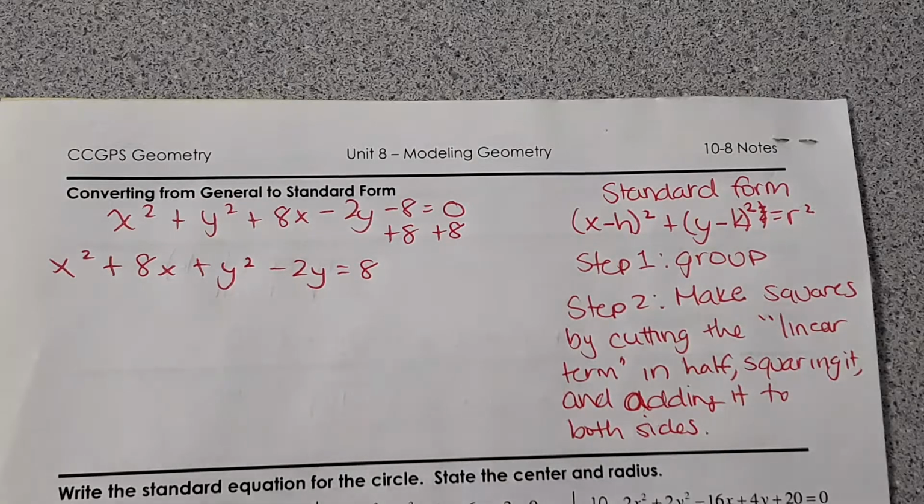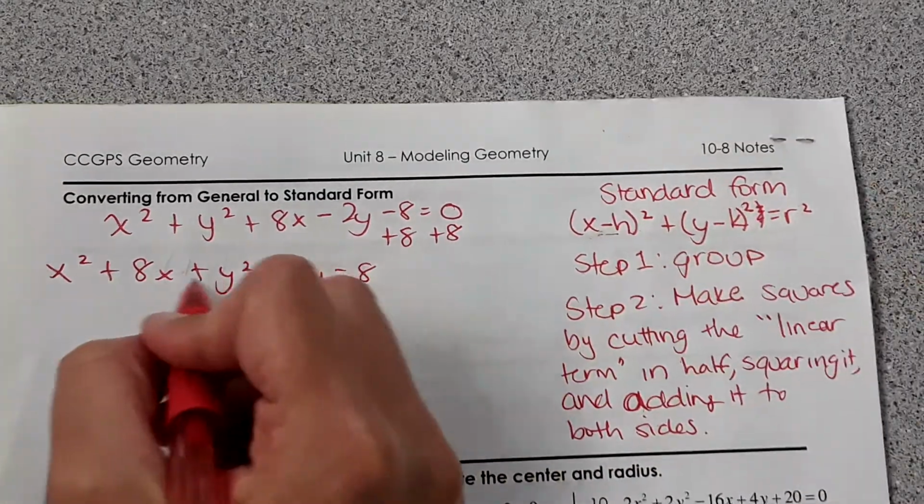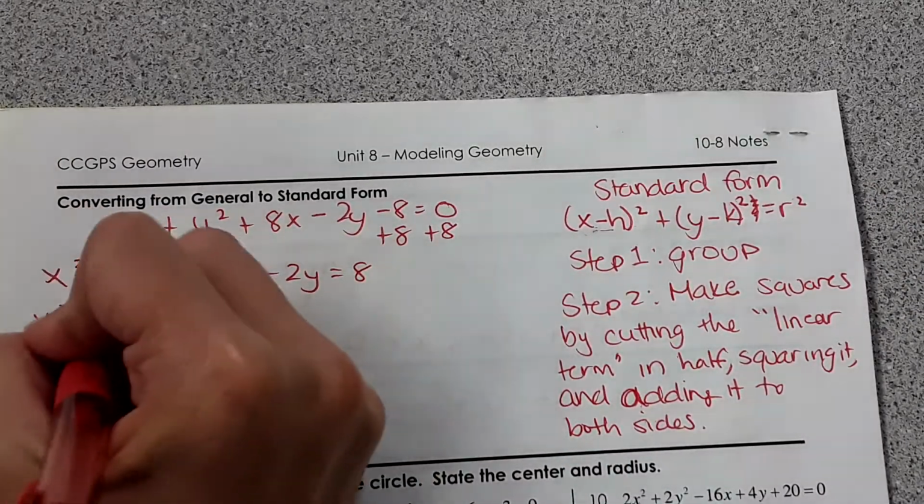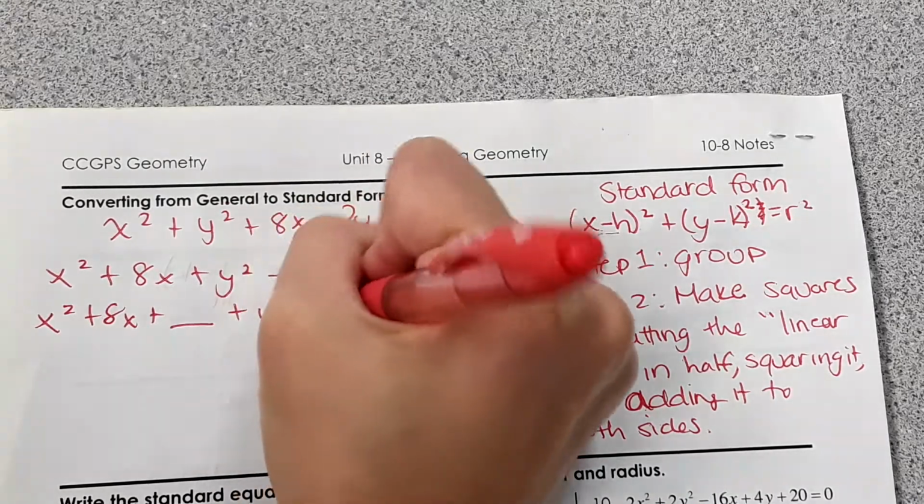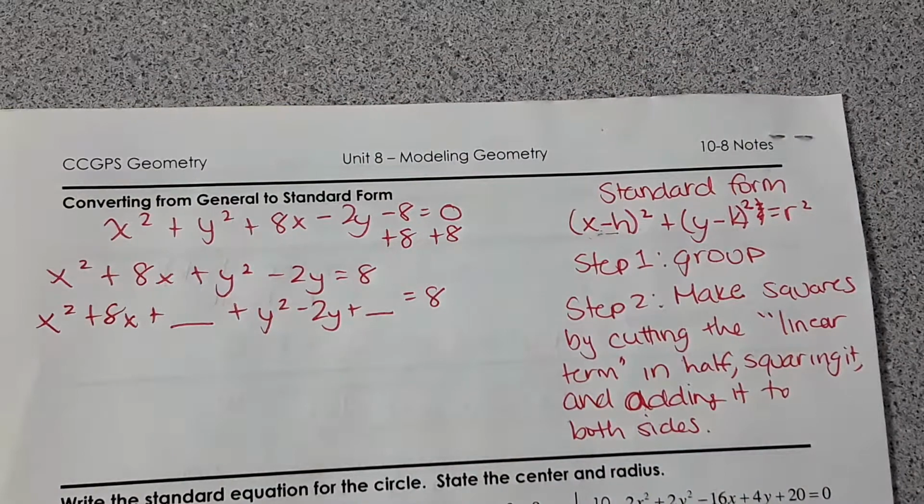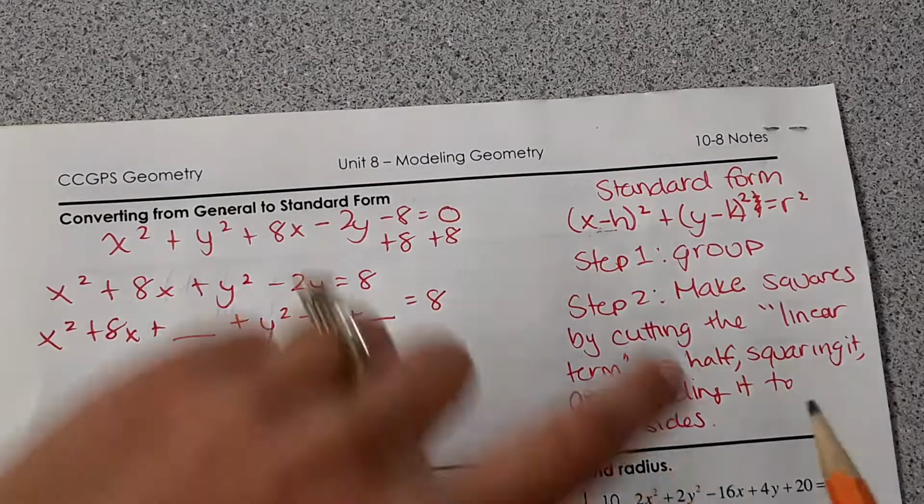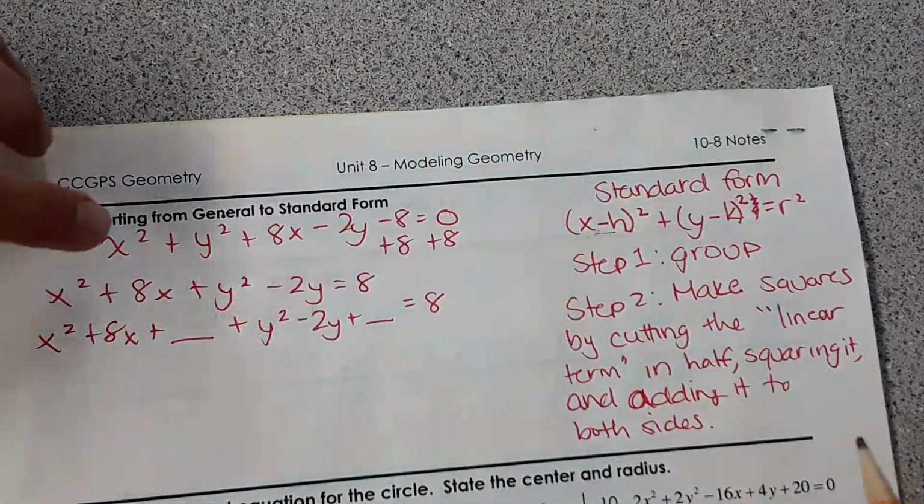We need to get a factor that looks like this. But in order to get that, we actually need a third term. So x squared plus 8x plus blank plus y squared minus 2y plus blank equals 8. Okay, so how do we know what goes in this blank? That's this step. Make squares by cutting the linear term in half, squaring it, and adding it to both sides.